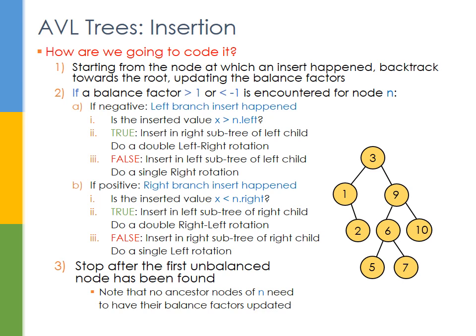Now, what's important to understand here is that we stop after the first unbalanced node has been encountered and dealt with by means of one or more rotations. So, in other words, it's important to note that no ancestor nodes of the unbalanced node n need to have their balance factors updated. So this makes dealing with the insertion operation in an AVL tree very efficient.